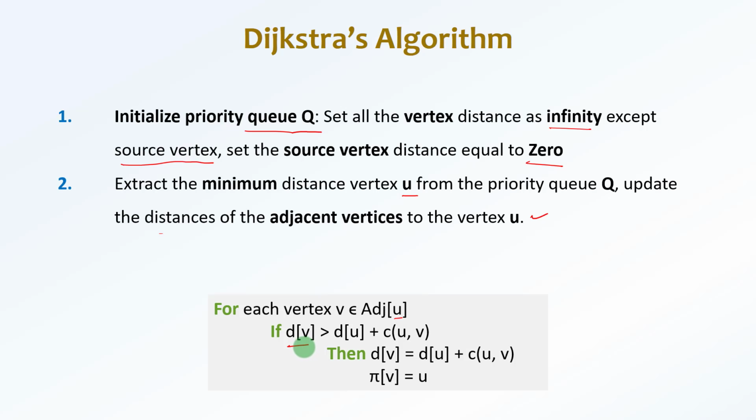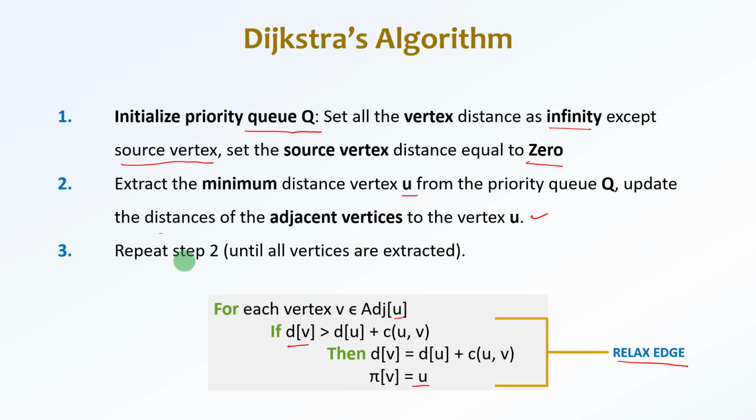If that distance is greater than the distance of u plus the cost of the edge CUV, then we're going to update the distance dV equal to du plus CUV. And also we are going to update the parent of V as u. This step is called the relaxation step, where we are going to relax the edge. And we are going to repeat step 2 until all the vertices are extracted. So these are the 3 basic steps of Dijkstra's algorithm.